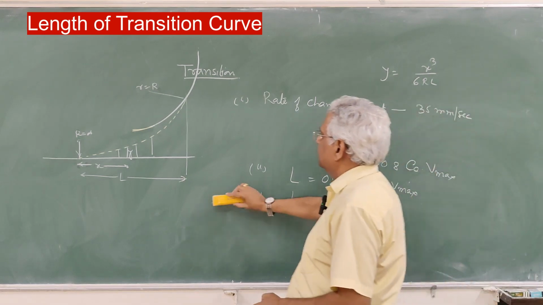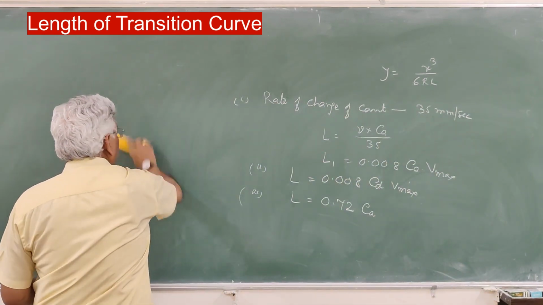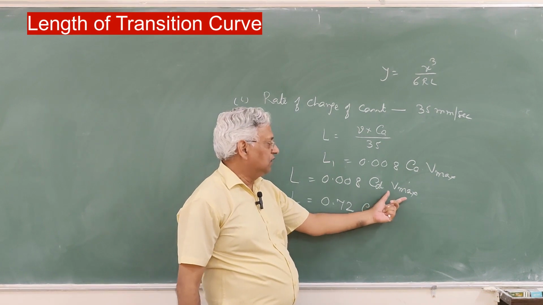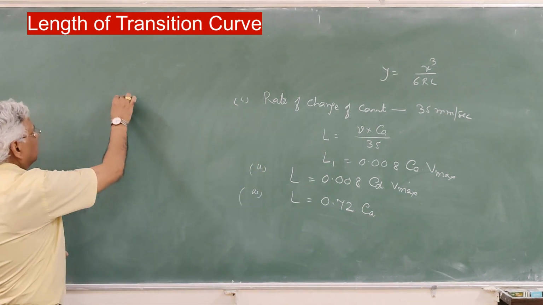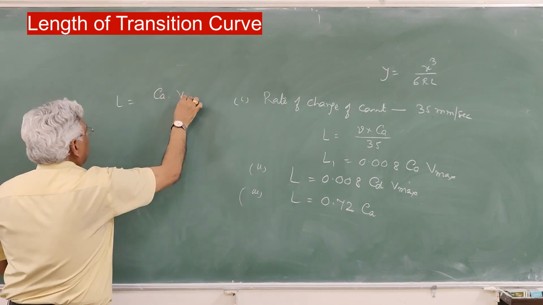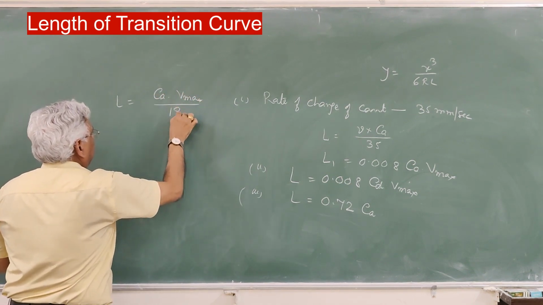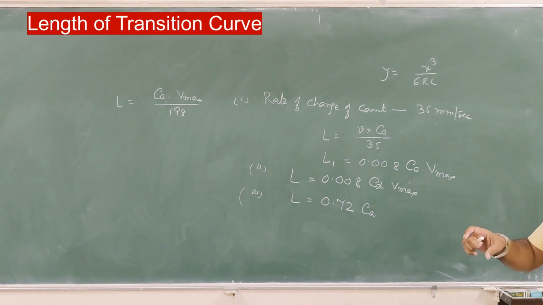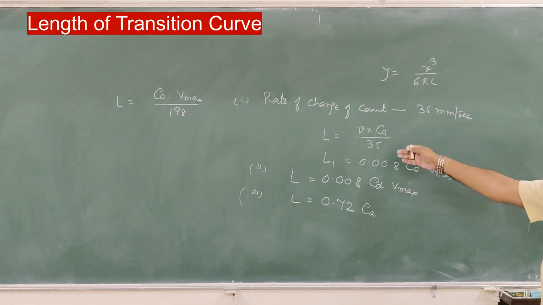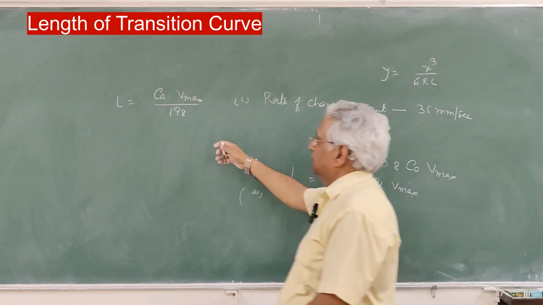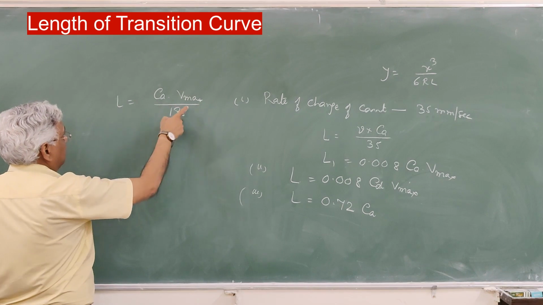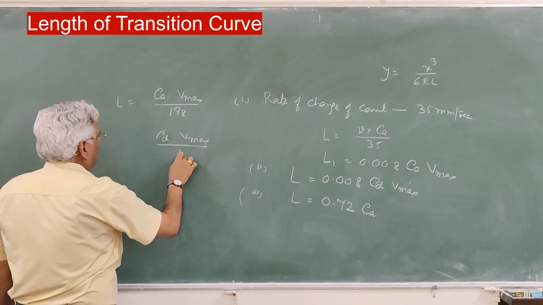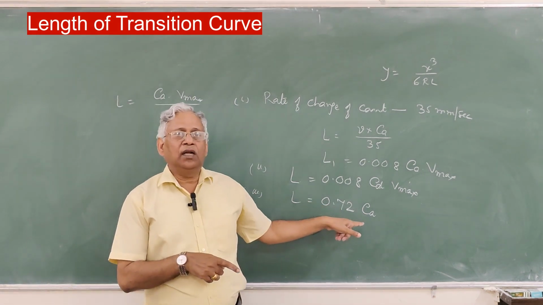So this equation becomes then, this is basically CA into Vmax upon 125, CD into Vmax upon 125. So in that case, L becomes CA into Vmax upon 198. Instead of 125, it is 198. So if there are restrictions on the side to provide this transition as per these equations, you can go as per that equation. So it will be CA or CD into Vmax upon 198, and this is reduced to 1 in 360.